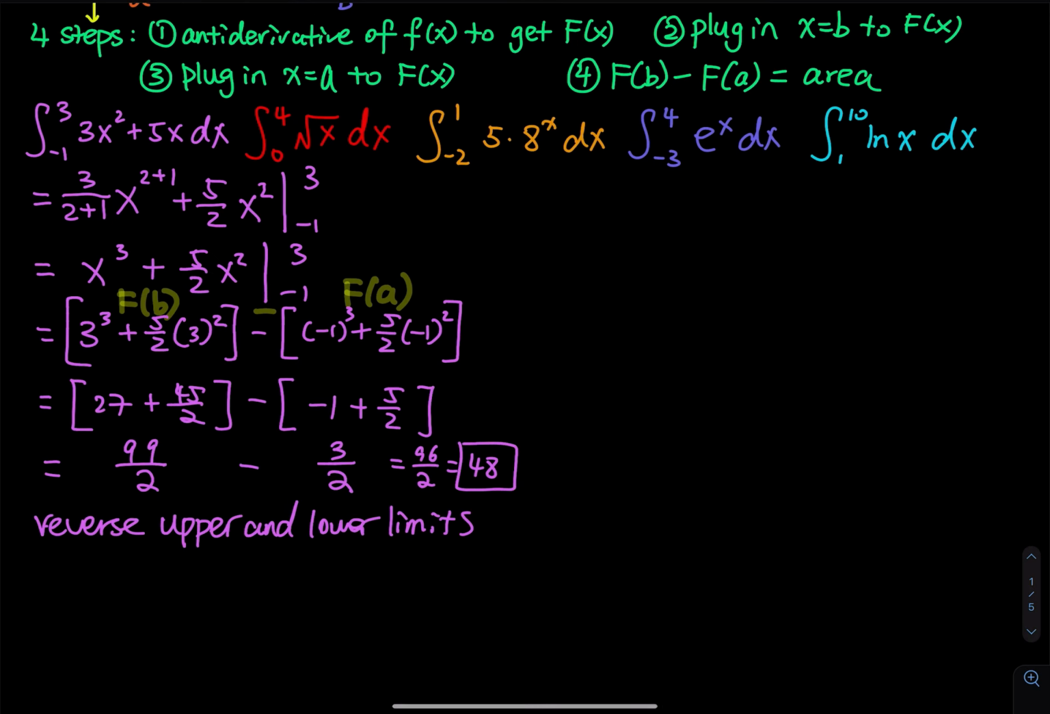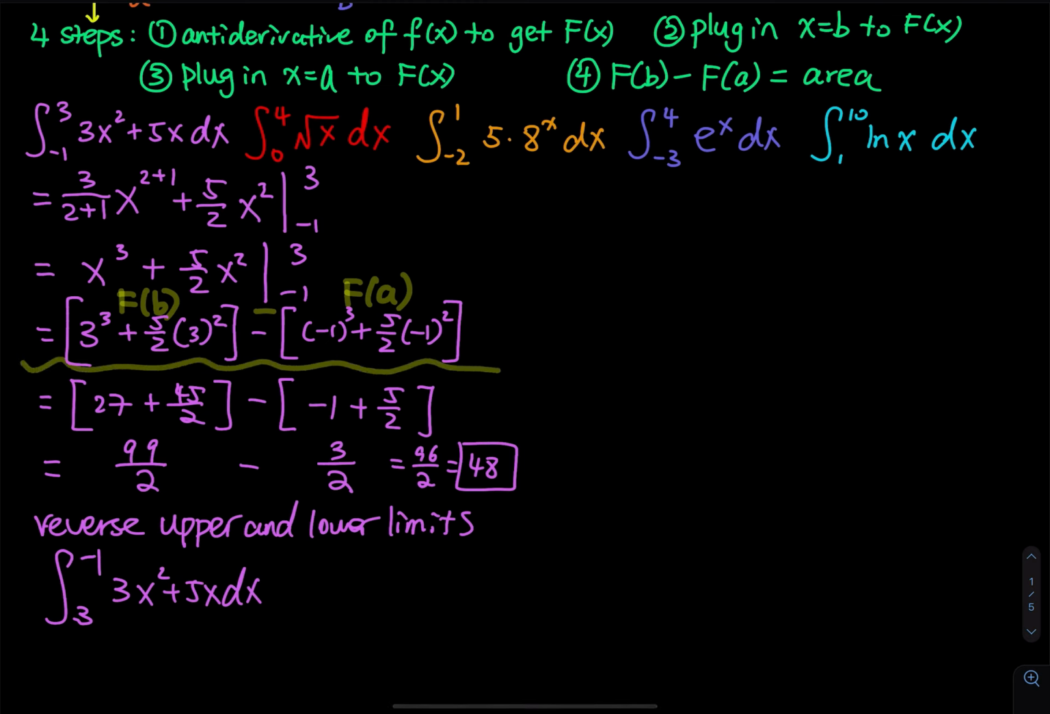That is what happens if you have the integral from 3 to -1. If you go like this, you have 3x squared plus 5x dx, and notice that nothing will change until you get to this step. When you reach this step, do you see that if you switch 3 and -1, the f of b and f of a positions will be swapped, right?